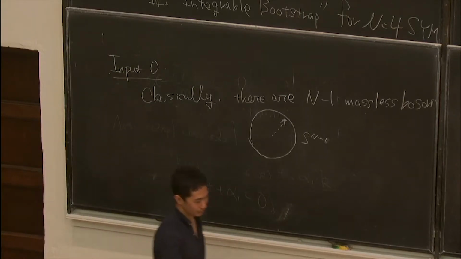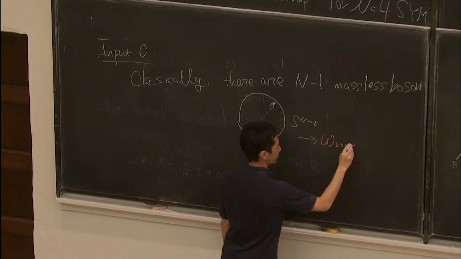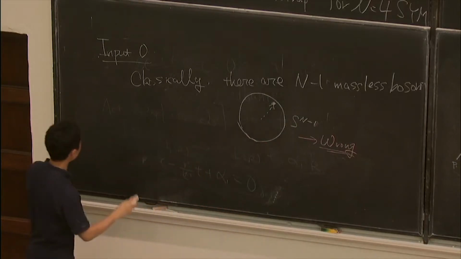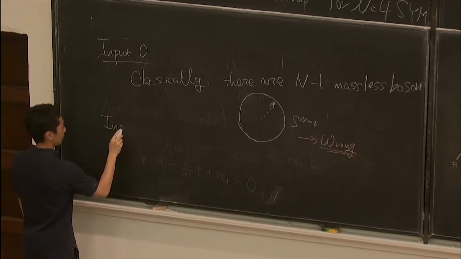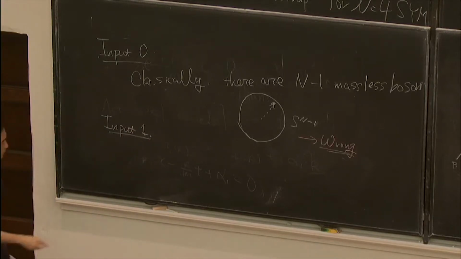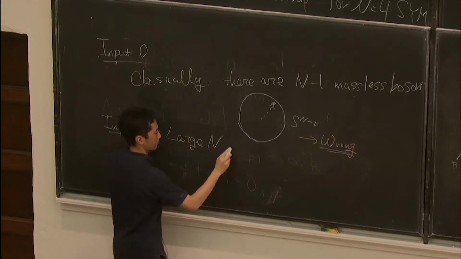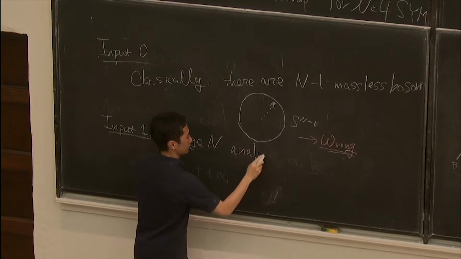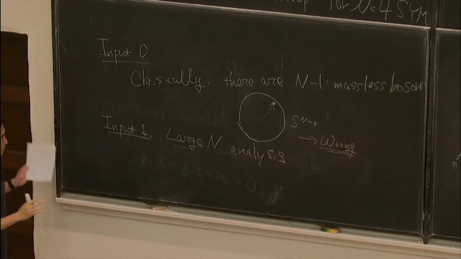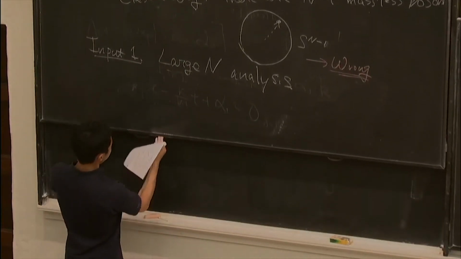But this is actually wrong, as probably most of you know. There are many ways to show that it's wrong, but today I'm going to show it by doing some large N analysis. This large N analysis is actually correct, and it gives you an important input of this theory.